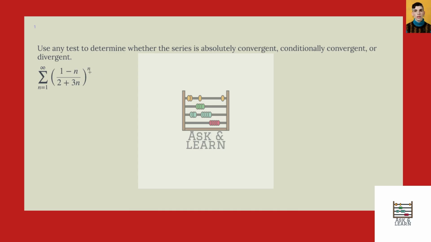Since we have an nth power here outside the parentheses, this suggests that we use the root test. So if we go ahead and call this term a_n, the root test requires that we look at the limit as n goes to infinity of the nth root of the absolute value of a_n.